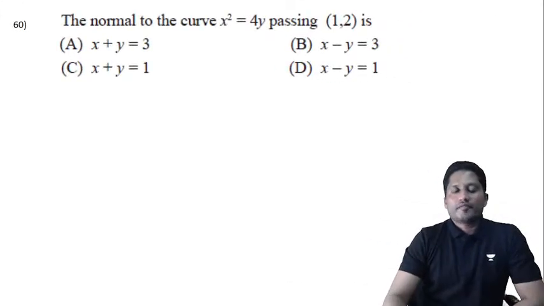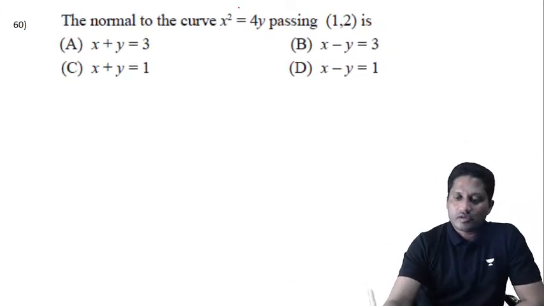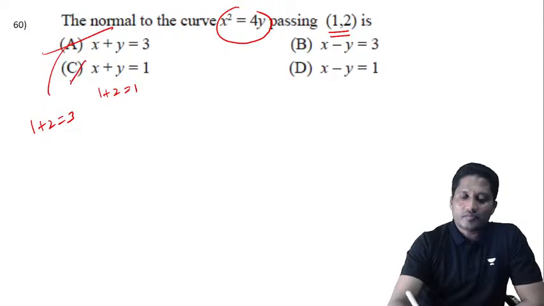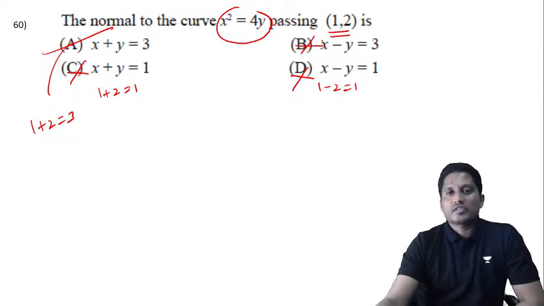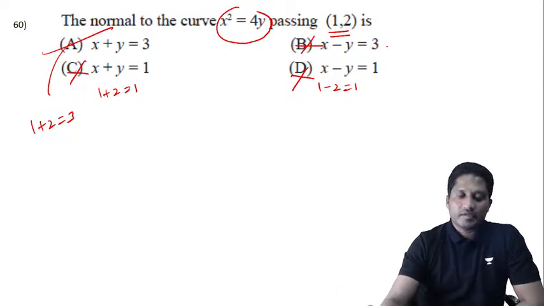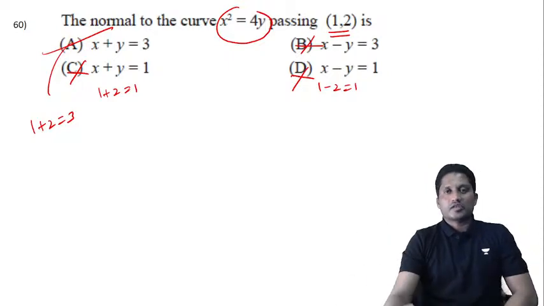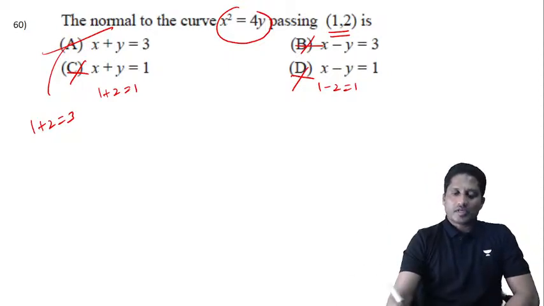The normal to the curve x square is equal to 4y passes through 1 comma 2. See, actually no need to do the problem. If you take 1 comma 2 and substitute in the normal, 1 plus 2 is equal to 3. Only A will satisfy. 1 plus 2 equal to 1, this is not possible. 1 minus 2 is equal to 1, this is not possible. Again 1 minus 2 is equal to 3 is not possible. Only A will satisfy. Otherwise you use second PUC applications of derivative, tangents or normals, differentiate, substitute the curve.